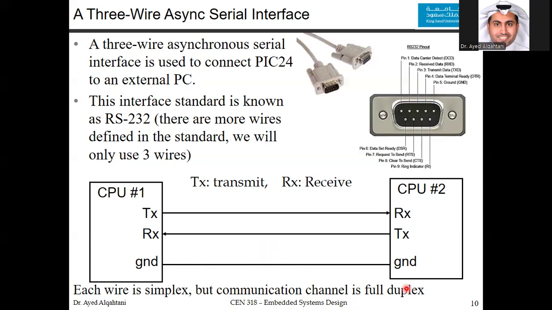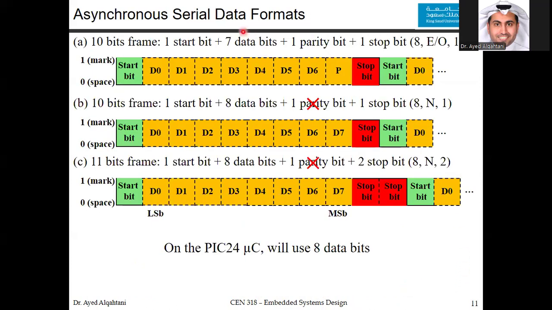Now, we said if you have an asynchronous serial communication, you need to know the start and the end of this piece of information that you are sending, which we'll call the frame. So there are actually 3 types of frames.